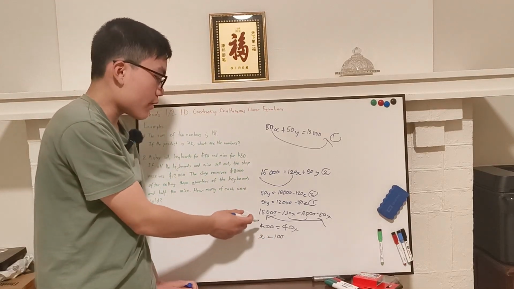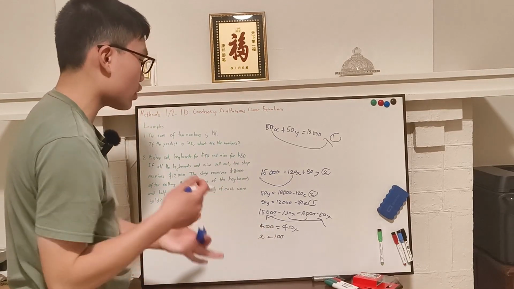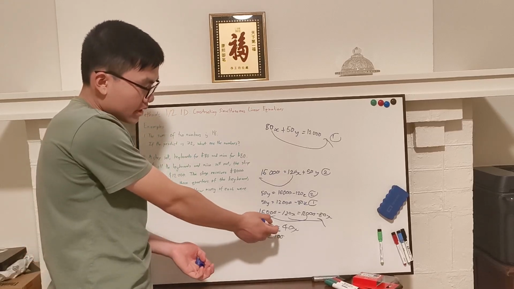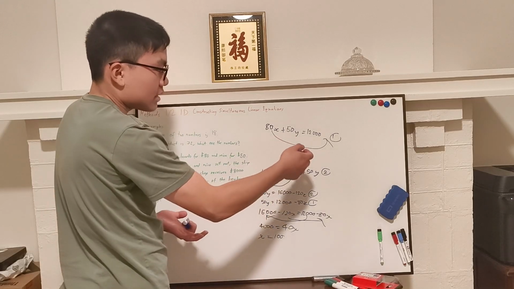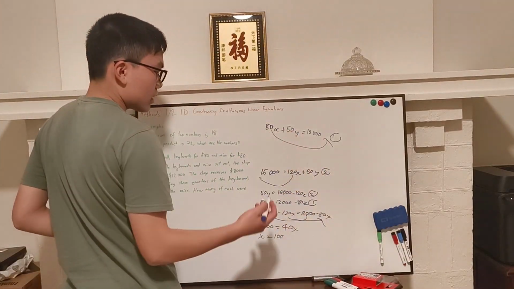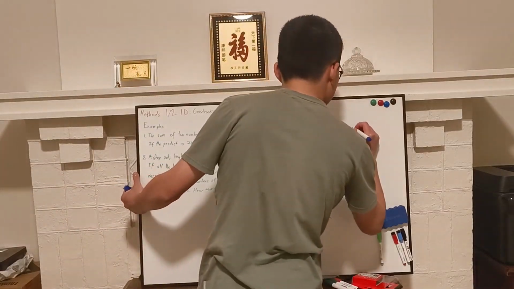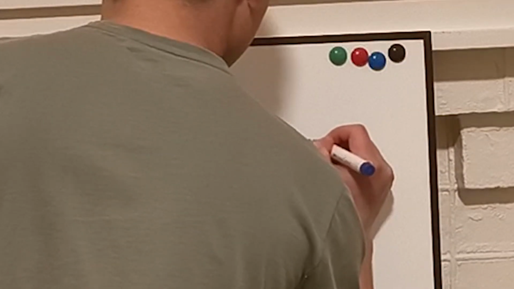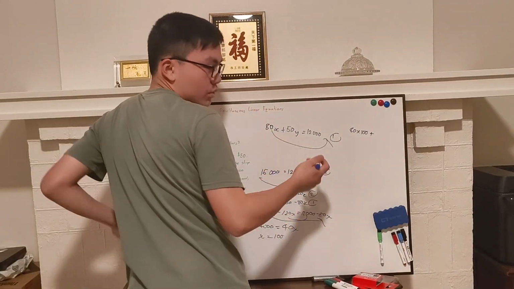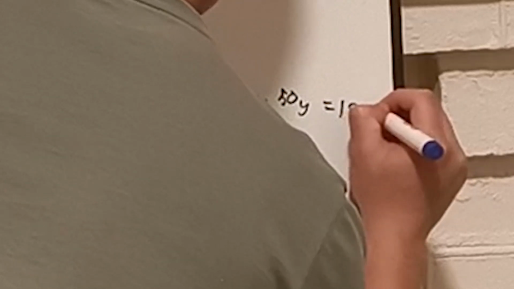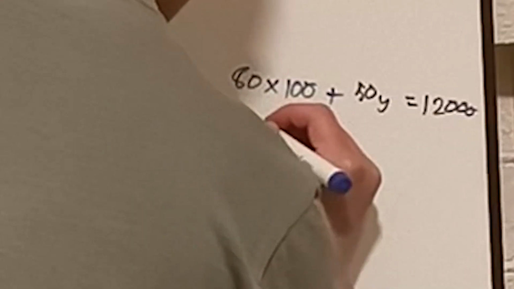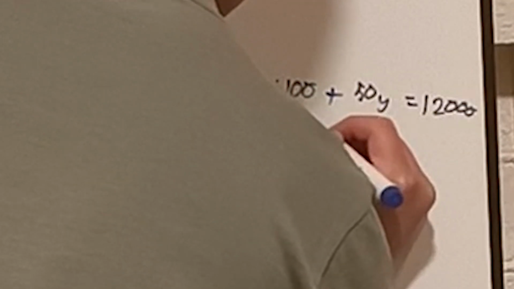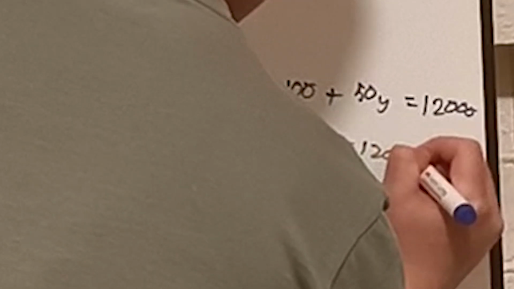Yeah, so that's how we solve for x. So now we have the total number of units of keyboard sold, which in this case is going to be 100. Now what we need to do is substitute this x equals 100 into one of these equations here. So we're just going to take this first one here, x equals 100. That would mean 80 times 100 plus 50y over here. We can't forget about that. So plus 50y equals 12,000 bucks. So this will mean 8,000 plus 50y equals 12,000.